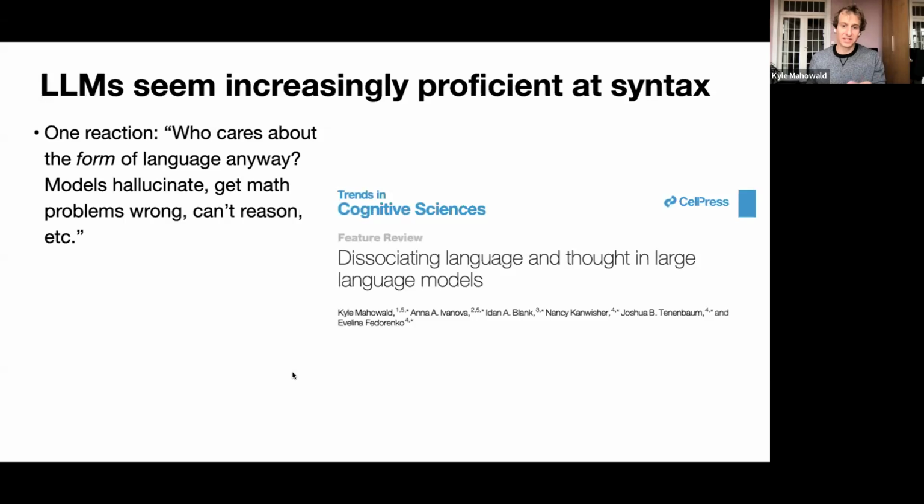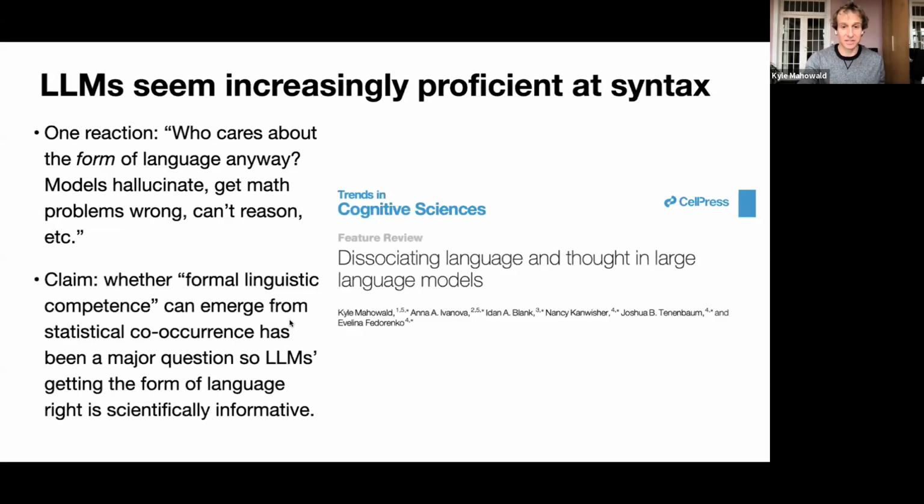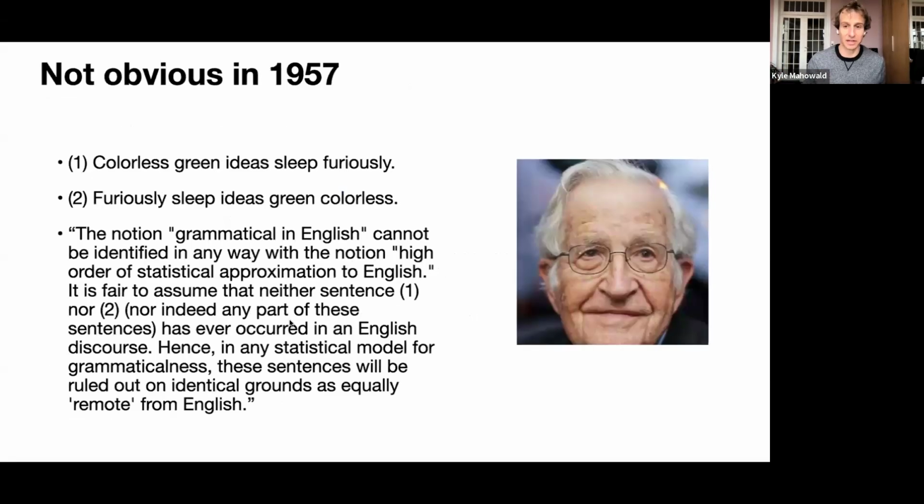Right. So this is a position piece I'll mention that I wrote with Anya Ivanova and F. Fedorenko and others, looking at this language and thought separation, right? And so one reaction that people seem to have is, well, okay, language models have gotten good at getting the form of language right, but who cares anyway, right? Isn't the interesting thing how they think and reasoning? But I think from the perspective of linguistics, this really does matter and is something that we can think about, right? And this was something, we can come back to this, which Richard had mentioned, right?